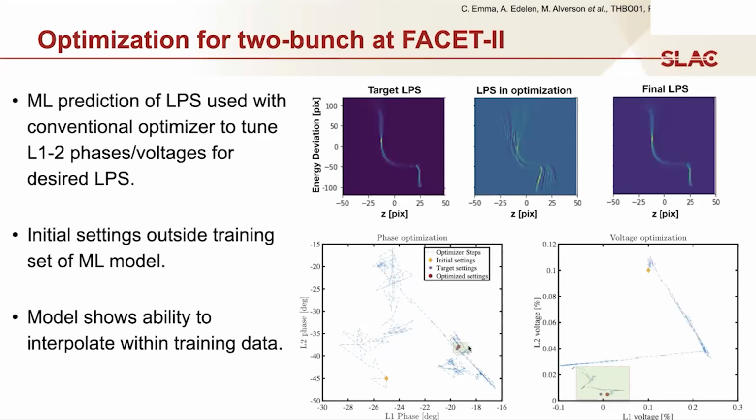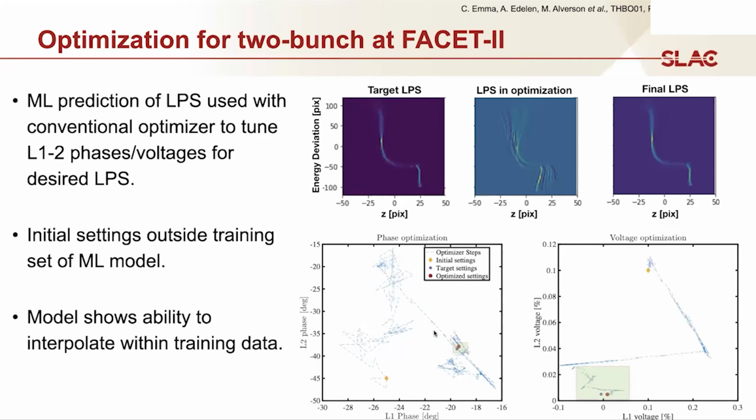And then we wrap the optimizer around this, and we ask, can you find a solution that brings you back to this optimal setting? And even though the longitudinal phase space that the machine learning model predicts during this optimization looks very strange, it doesn't resemble anything like what's in the data set, there's sufficient information in these images to be able to guide the optimizer to an optimum solution. And so the model here shows some ability to extrapolate from the training data and also interpolate.